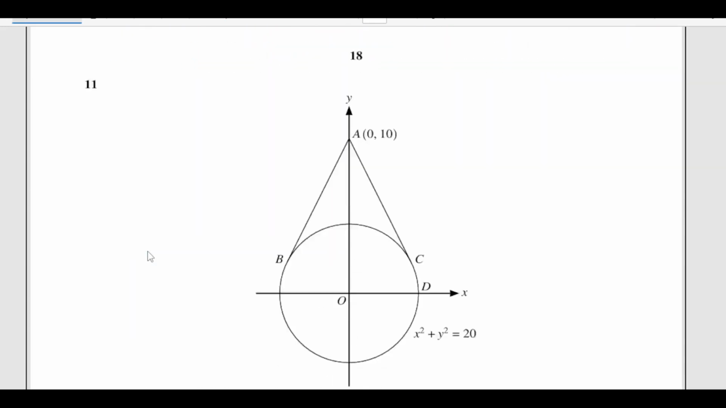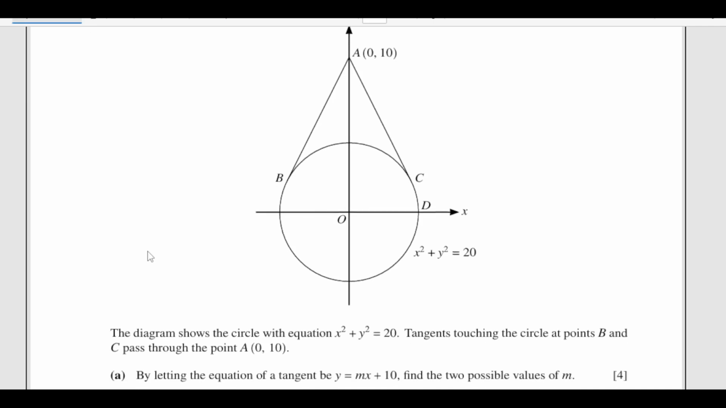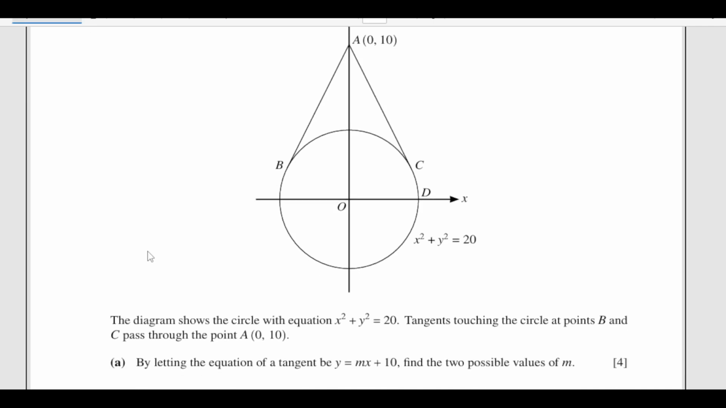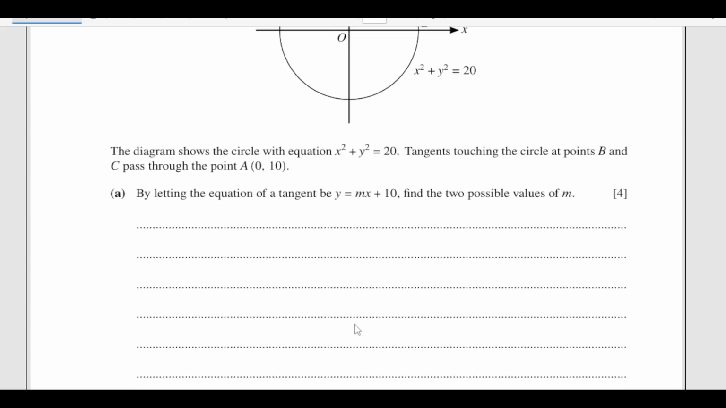Now in the next one we have here number 11. The diagram shows the circle with equation x squared plus y squared equals 20, tangents touching the circle at point B and C through the point (0, 10). By letting the equation of the tangent y equals mx plus c, find the two possible values of m. So we have the equation of the circle x squared plus y squared equals 20 and y is equal to mx plus 10, right?